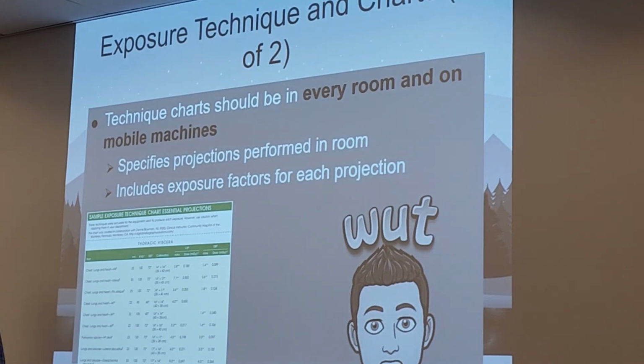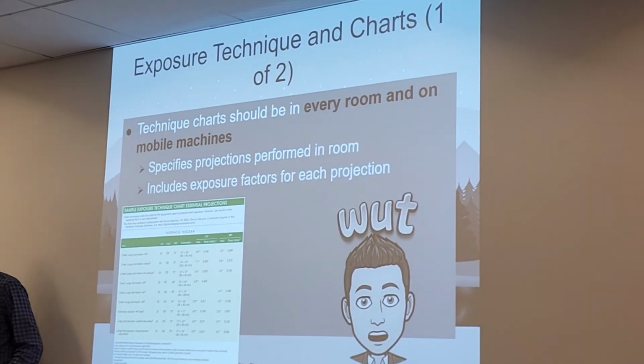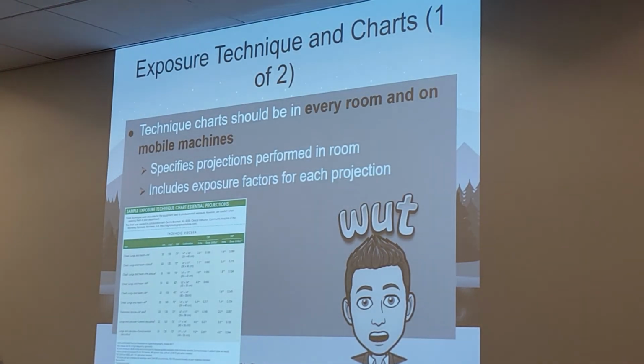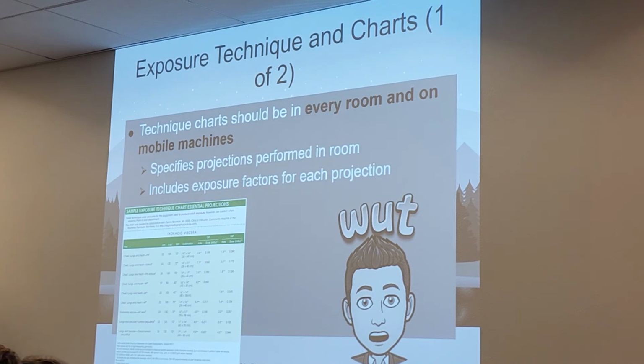All right. Over here, we have something called an exposure technique chart. So technique charts should be in every room, and they should be on mobile machines. Some of you in lab may have seen the technique chart next to the console. So in the lab room, we had our console with the on-off button, we had the console with the X-ray button, and off to the side, there was a small technique chart. And all rooms should have a technique chart.